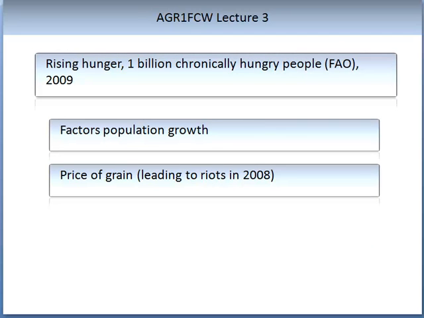The FAO spend a lot of time analysing and trying to understand population and population change. In 2009, they did some modelling and looked at some statistics. They noted that in the last century, up until 2009, there had been rising hunger in the world. And as of 2009, they calculated that there were 1 billion chronically hungry people on the planet. I'm going to give you a moment to think about this number. It's a large number.